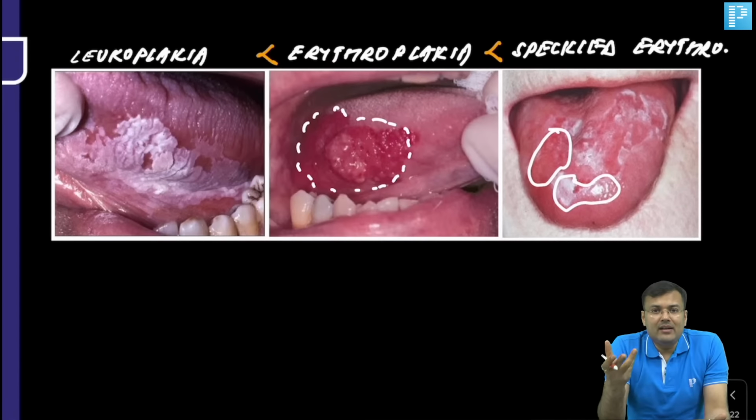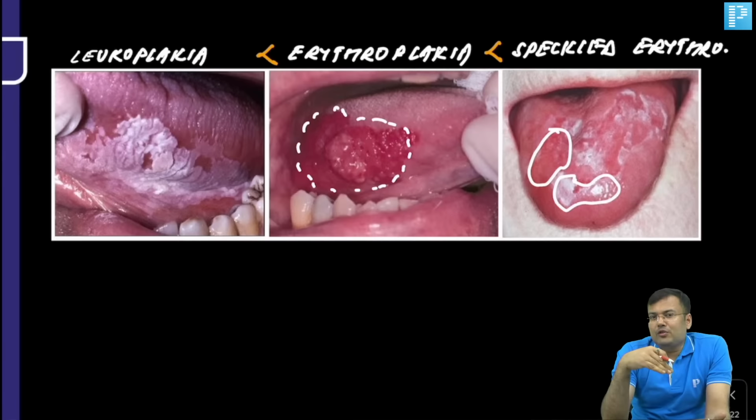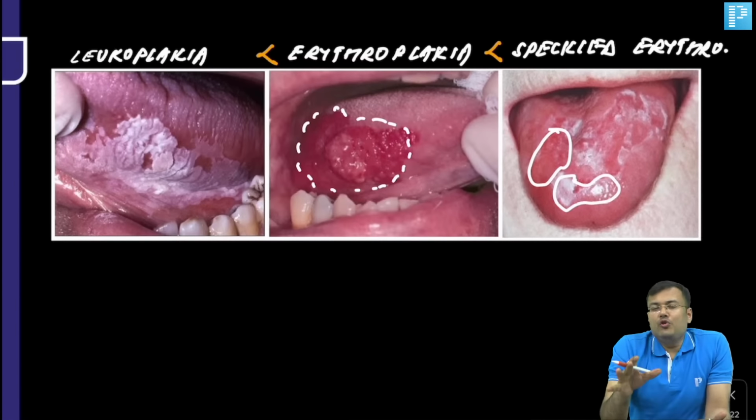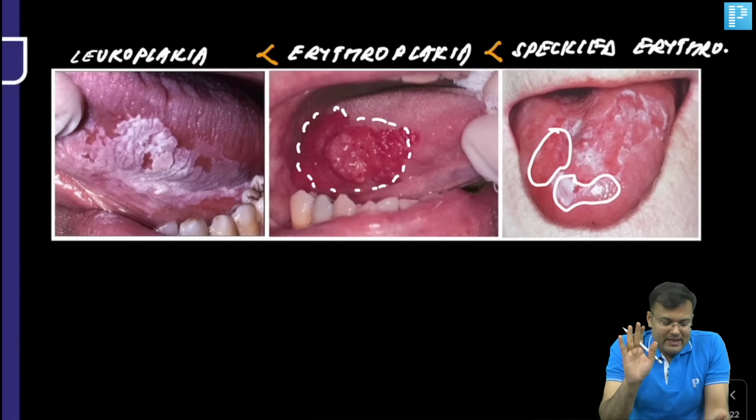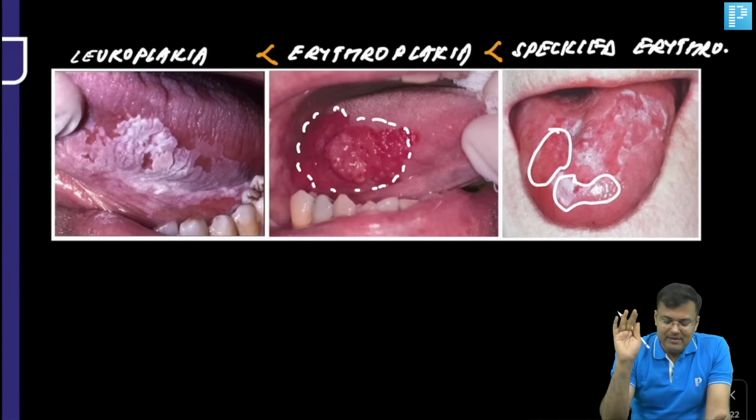Erythroplakia, speckled erythroplakia को याद करने का आसान तरीका बताता हूँ. There is leukoplakia also, erythroplakia also. That's why the name is erythroleukoplakia. What is the name of speckled erythroplakia? Whitish patch is there, reddish mucosal plaque is there, so name is erythroleukoplakia. Guys, so this is how you will remember.